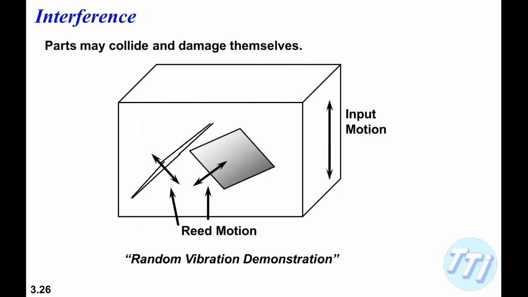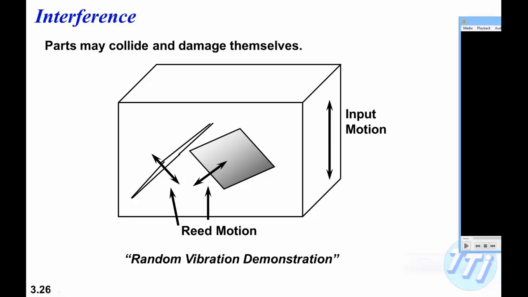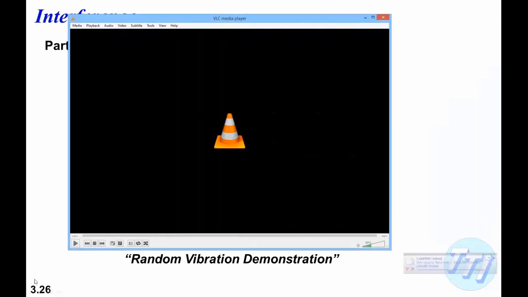Interference. Parts may collide and damage themselves, and I'm going to show you a movie about this where we are driving a specimen in the vertical direction, and we have two beams mounted on the block. They vibrate, and when the conditions are right, they will actually collide. So let's bring in that movie.